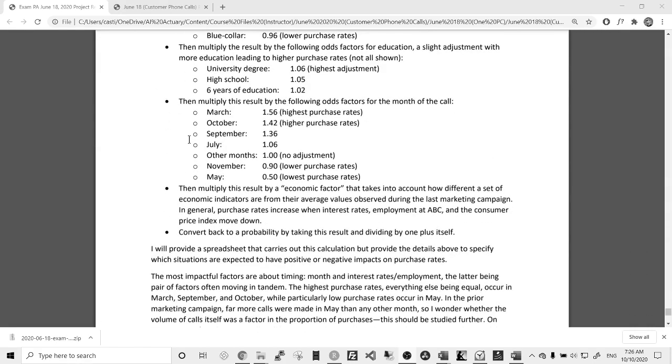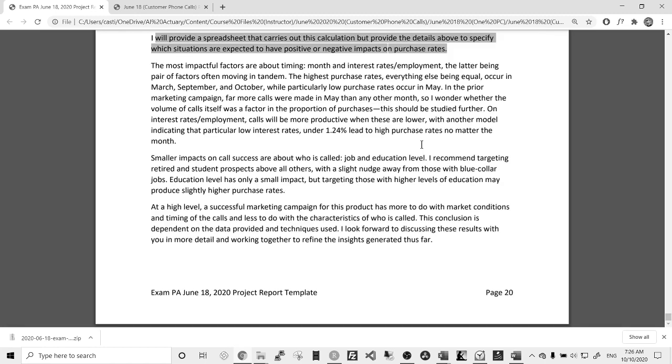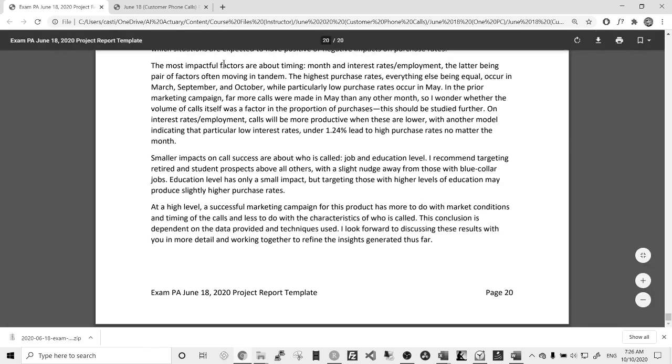somewhat cumbersome to explain. It's interesting that they say, "I will provide a spreadsheet that carries out this calculation. Provide the details above to specify which situations are expected to have positive or negative impacts on the purchase rate." You can attach Excel files to your solution. So if you do calculations on the side, it's worth including that as a spreadsheet and then making a note in your report.